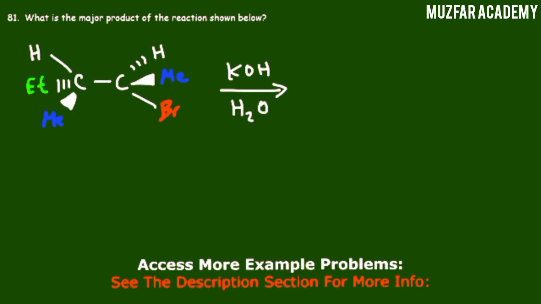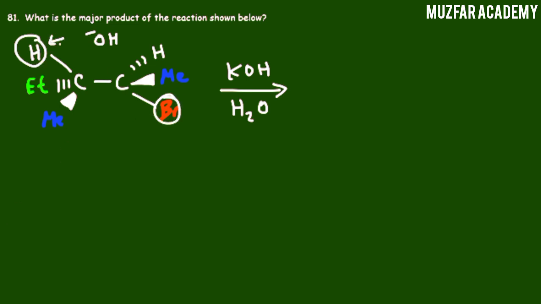81. What is the major product of the reaction shown below? So notice that this reaction is stereospecific. Hydroxide has to grab the hydrogen that's one carbon away from the bromine. Now notice that we only have one hydrogen. If there were two hydrogen atoms, we would get a mixture of products. We can get more than one product. But because there's only one hydrogen that the hydroxide base can abstract, we're going to get one particular stereoisomer.